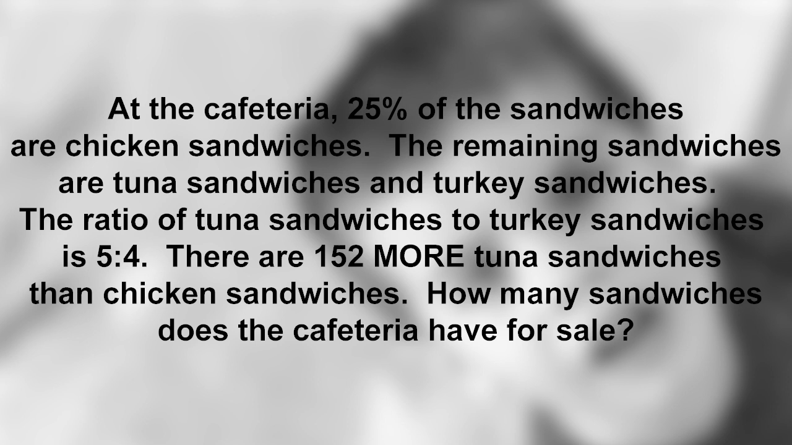At the cafeteria, 25% of the sandwiches are chicken sandwiches, the remaining sandwiches are tuna sandwiches and turkey sandwiches. The ratio of tuna sandwiches to turkey sandwiches is 5:4. There are 152 more tuna sandwiches than chicken sandwiches. How many sandwiches does the cafeteria have for sale?